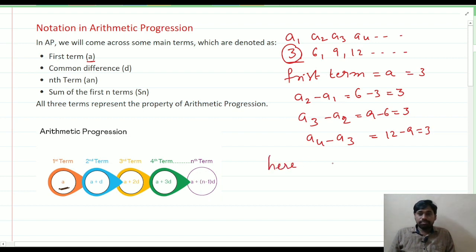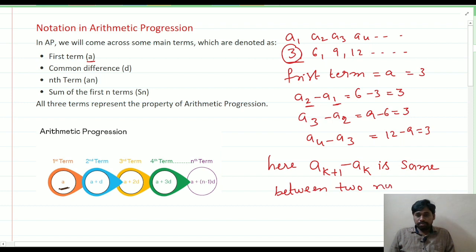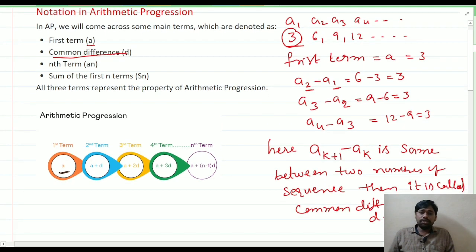Here k is some integer. If you take 1, then the next number is 1 plus 1, it becomes 2. Similarly, A(k+1) minus A(k) is the same between two numbers of a sequence, and that is called the common difference. So here, what is the common difference? 3 is the common difference. Okay.